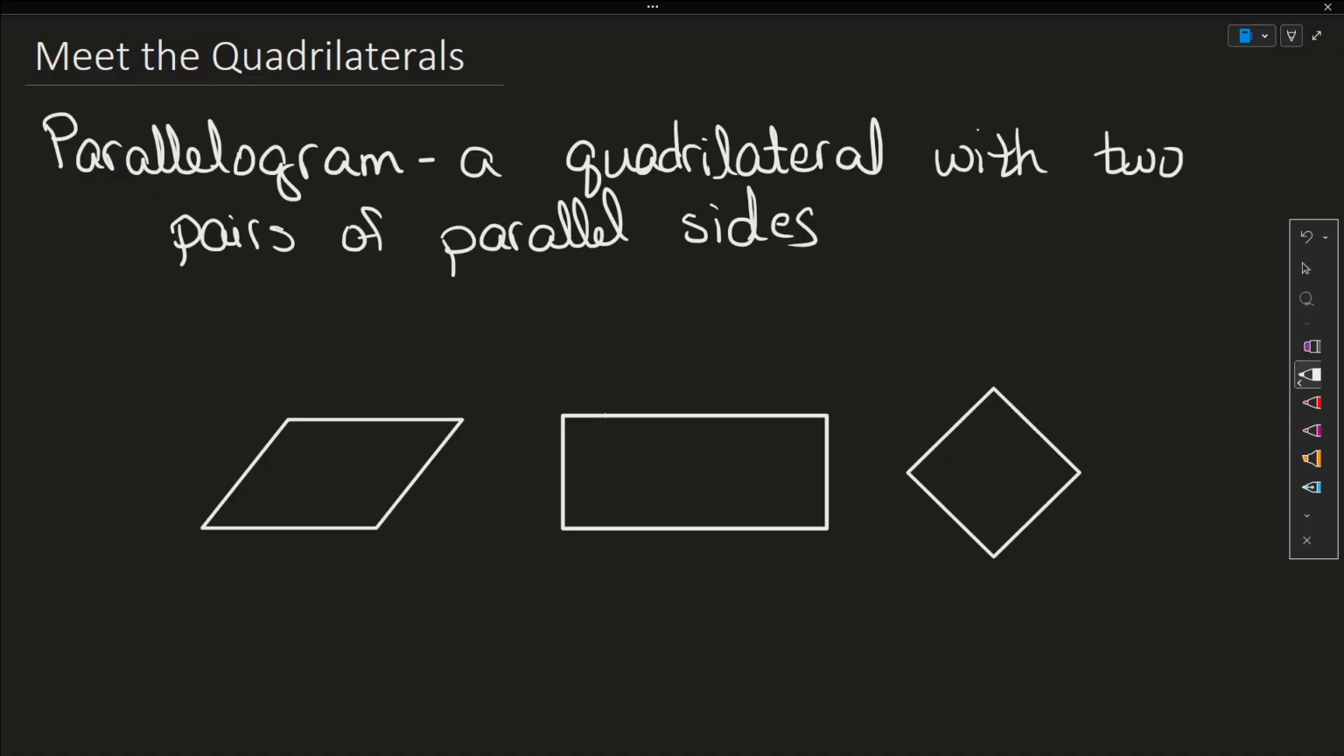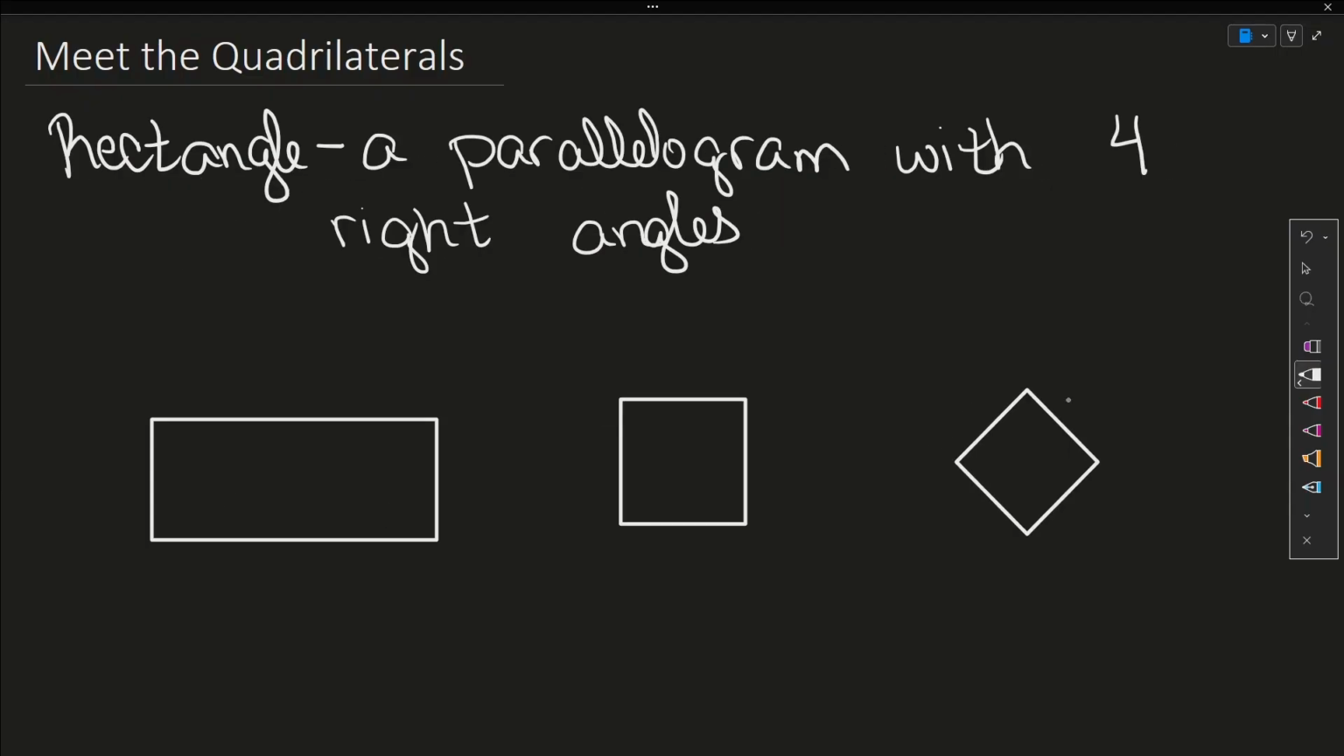A parallelogram is a quadrilateral with 2 pairs of parallel sides. This means both pairs of opposite sides are parallel. A rectangle is any parallelogram with 4 right angles, as we see in these 3 examples here.